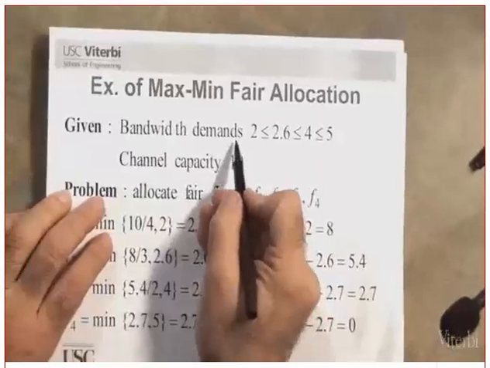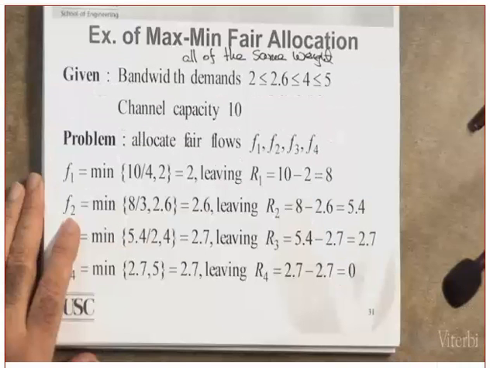Each of these N sources is guaranteed at least C over N. Why do I say at least? What is the meaning? Every one of these flows will be guaranteed a share by the network, or the processor. How much share? C over N. Why do I say at least C over N?